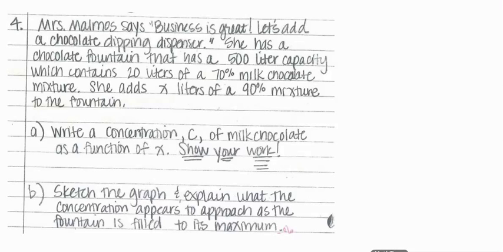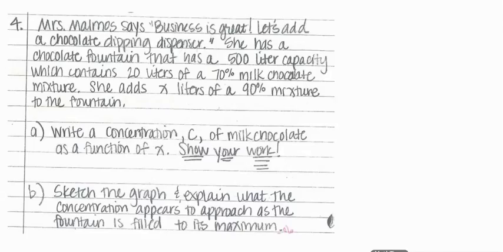Okay, here we go. Here's a problem that you've seen in the past. It's called the concentration problem. It deals with rational functions. Now, this particular problem is dealing with a chocolate dipping dispenser. I've got a chocolate fountain that has a 500-liter capacity, and it already contains 20 liters of a 70% milk chocolate mixture. So it can hold 500 liters. It already has 20 liters in it. That means I can add 480 more liters to that fountain.